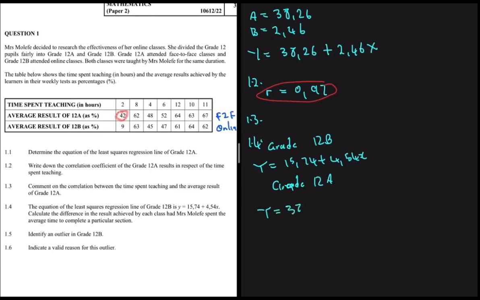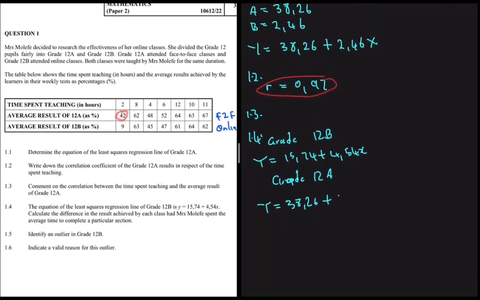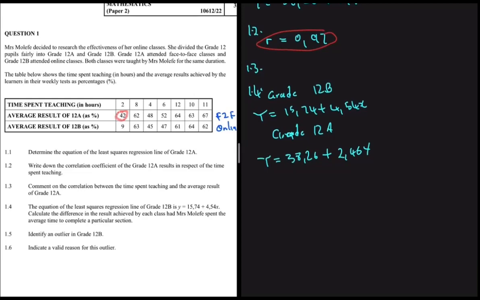We have 38.26 plus 2.46x. So we want to find the difference in the result achieved by each class if Miss Molife spent the average time to complete a particular section. So the difference, we'll be finding the difference between grade 12B and grade 12A, if the teacher took the average time. So what we have to do first is to calculate the average time that the teacher took.